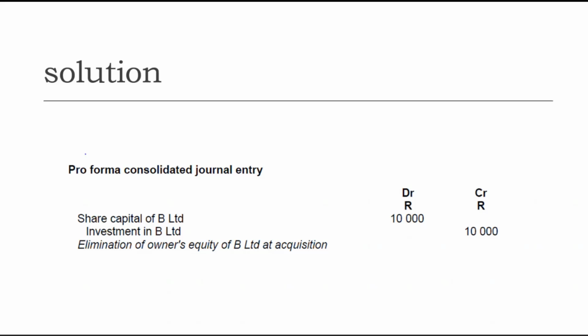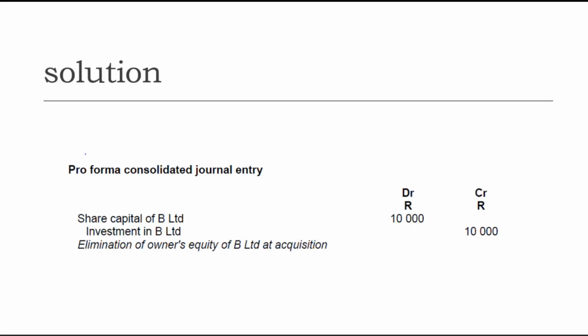So now in the books of A, we are left with debit investment in B of 10,000. And in the books of B, we are left with what? Credit share capital of 10,000. This transaction we don't want because it's a transaction between a parent company and a subsidiary. So we reverse it. We cancel it. So we say debit share capital of 10,000 and credit investment in B of 10,000. By passing this pro forma journal entry, you have cancelled that share transaction. And that is the main purpose of pro forma journal entries. You are cancelling it.